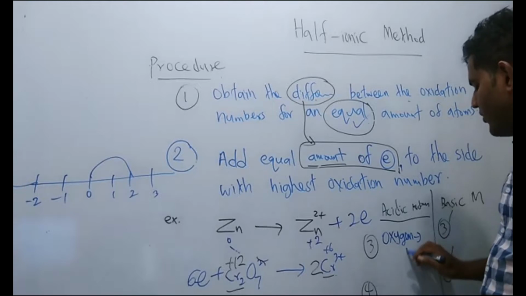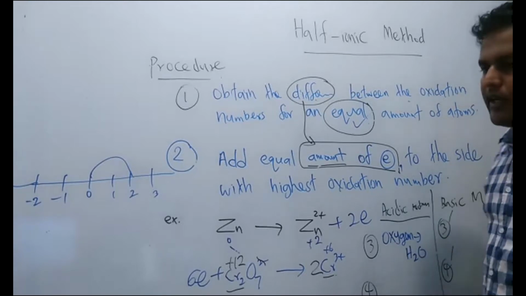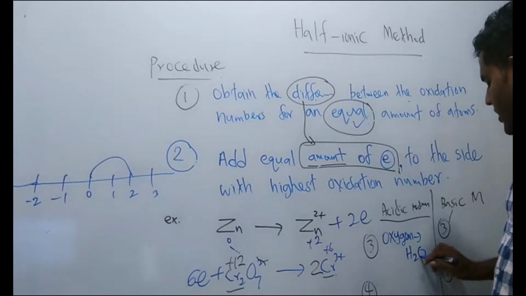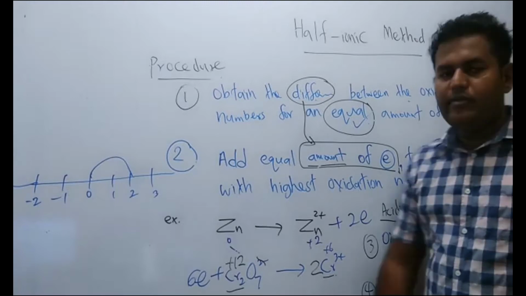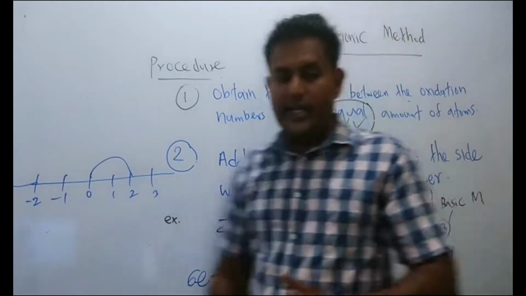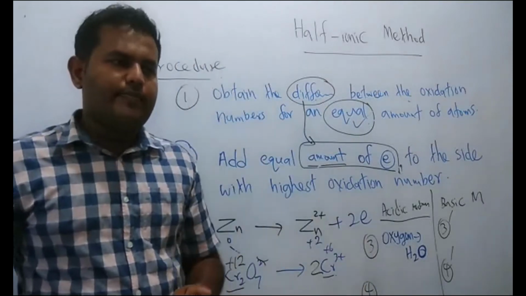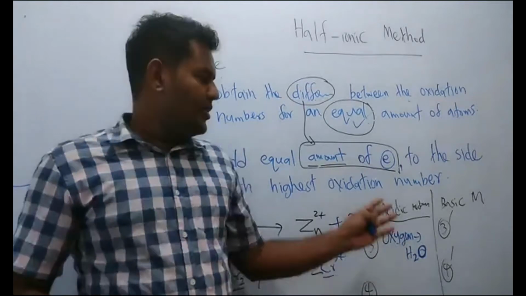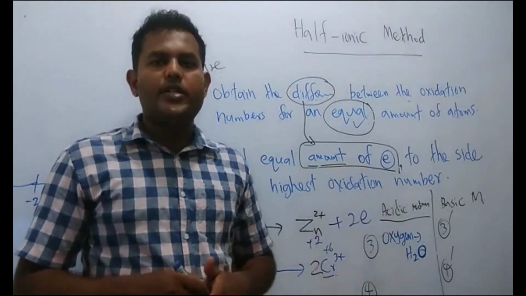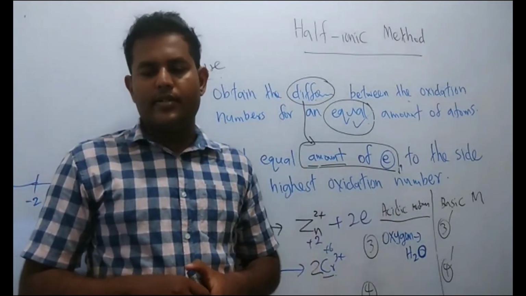Again, to balance the oxygen difference, what do you add? Water. In order to balance oxygen difference, you add water. Write it properly. Obtain the oxygen difference either sides and balance it using relevant number of H2O molecules. Okay.